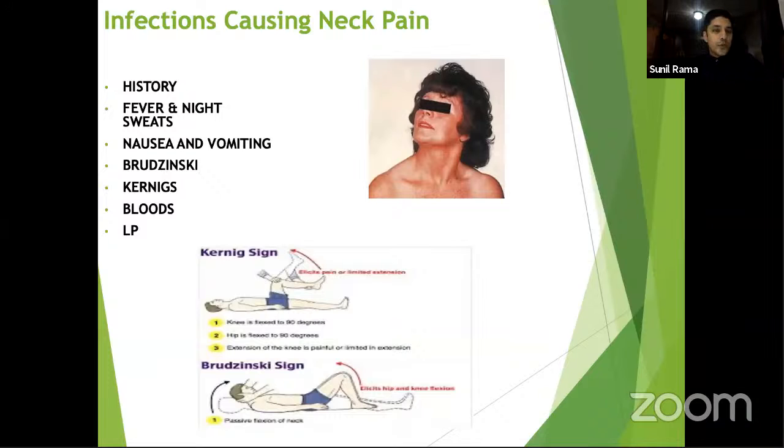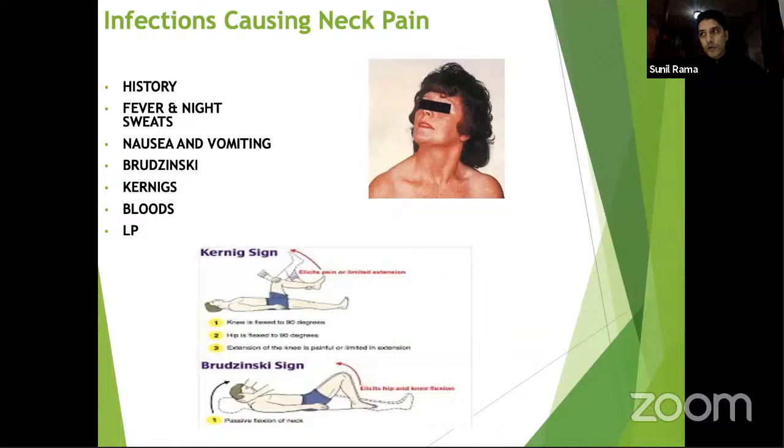Now, infections do cause neck pain, especially meningitis, which is something that we are always looking out for in patients with headache and stiff necks. And the history is, of course, of utmost importance: fever and night sweats, nausea, vomiting. And then we've got the two beautiful tests, the Brudzinski and the Koenig sign.